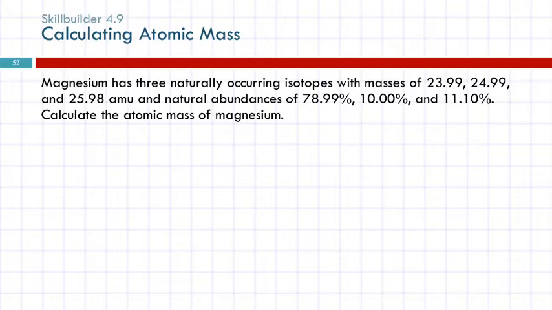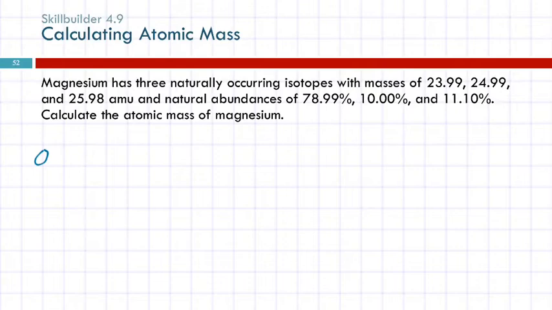Magnesium has 3 naturally occurring isotopes with masses of 23.99, 24.99, and 25.98 atomic mass units, and natural abundances of 78.99%, 10%, and 11.10%. Calculate the atomic mass of magnesium. So these are listed in order, and the order matches with these. So the 23.99 being first of the masses is going to match with this percentage. So I'm going to take this percentage, 78.99, and I'm going to convert that to a decimal.